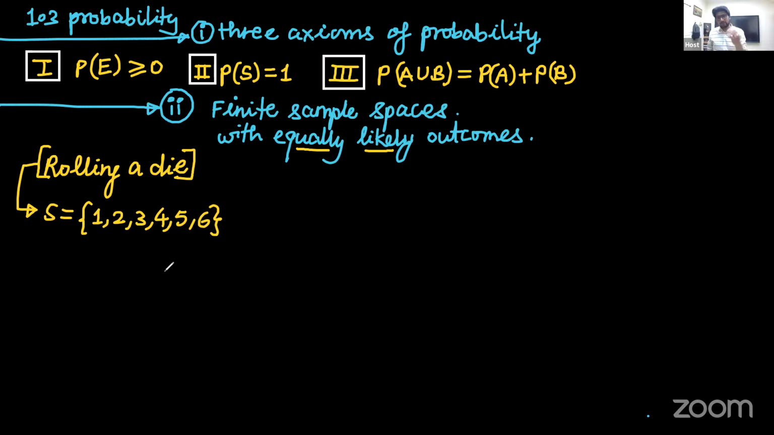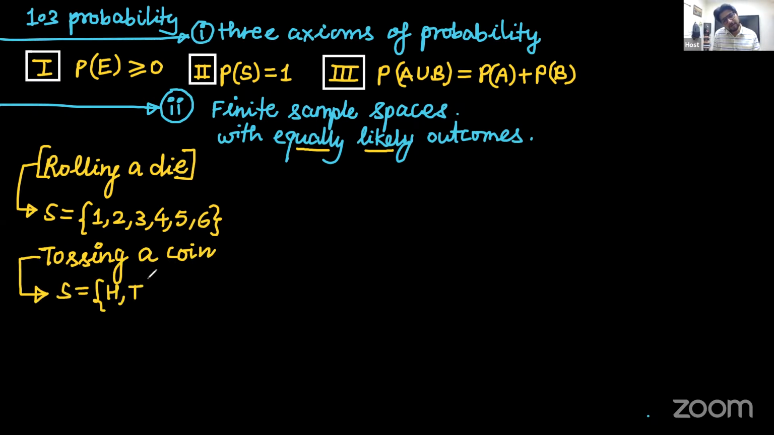So 1, 2, 3, 4, 5 and 6 all have equal chances if the die has been manufactured properly. If you are tossing a coin, my dear friends, the sample space will be either a head or a tail. It is a finite sample space, and both are equally likely. If the coin is manufactured in a proper way, both are equally likely.